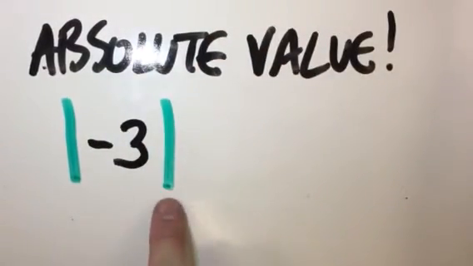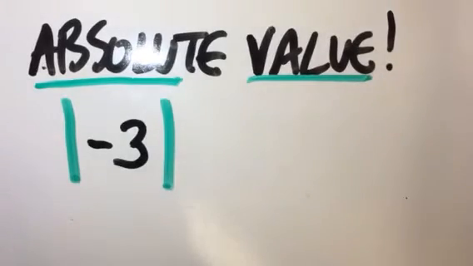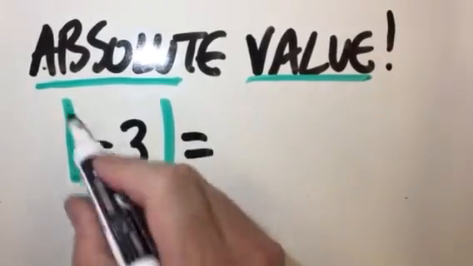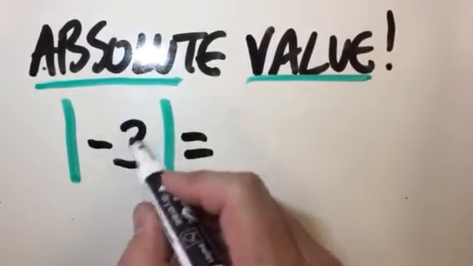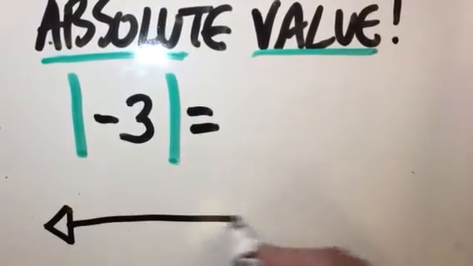These things right here are not ones or brackets. They mean absolute value. And what absolute value is how far it is from 0. So if I want to know what the absolute value of -3 is, let's find it on the number line.